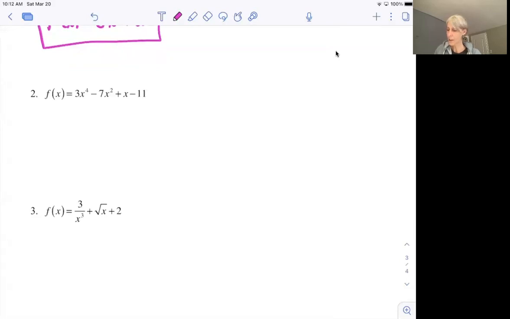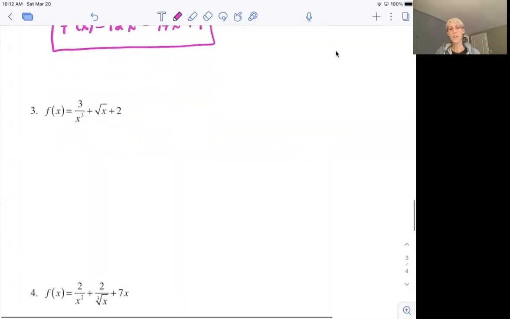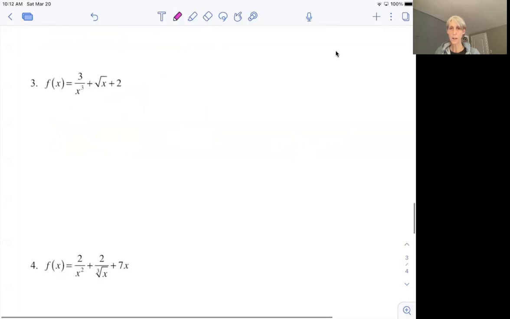If f of x equals 3x to the 4th minus 7x squared plus x minus 11, again, one term at a time, apply the rule to each term. F prime of x is going to equal 4 times 3, 12x cubed minus 14x plus 1, and the 11 just becomes 0, so we don't have to include it. Now, all that can really happen is our functions just get a little bit messier, but that shouldn't really matter. Take the original function, rewrite it in the proper form.